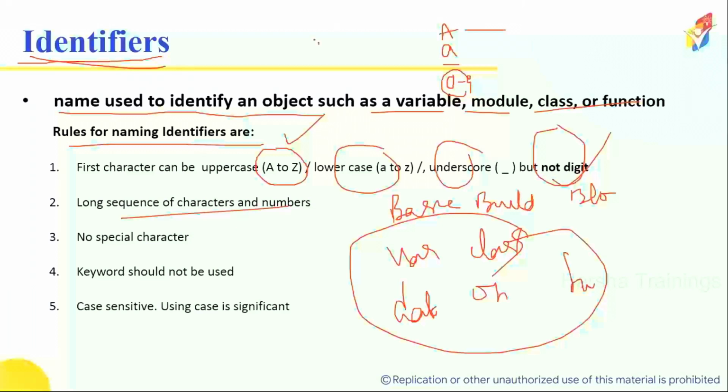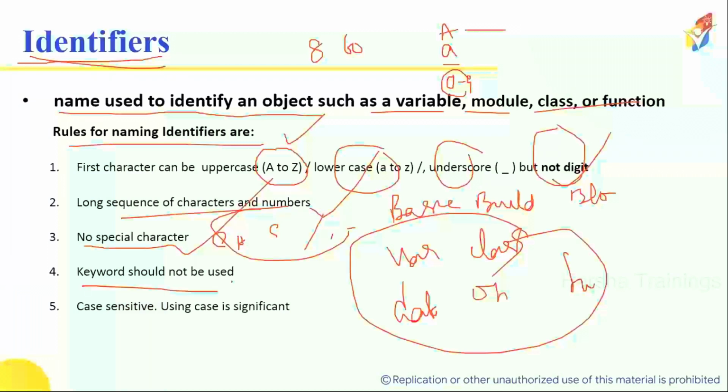In most cases, Windows will use 8 characters and Linux will use 60 characters, but you can use any long sequence of characters. Now, you should not use special characters. If you observe your keyboard, you have the @ symbol, hash symbol, dollar symbol, mod symbol, comma, full stop; all these are called special characters. You can't use special characters while naming. You should not use keywords. Every programming language comes with some keywords.